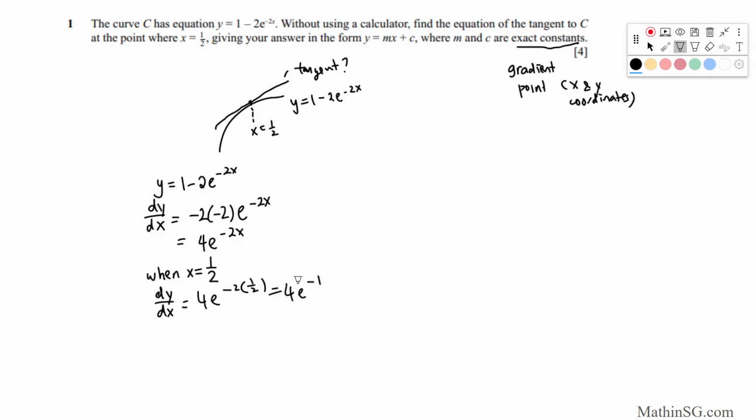Now that we have the gradient, the next thing we need is the x and y coordinates. We only know that x is half here. So what is the y value when x equals half? We need to sub it into the equation of this curve in order to find the y value. When x is half, y equals 1 minus 2e to the power of minus 2 times half, which equals 1 minus 2e to the power of minus 1. So I have the x and y coordinates as well as the gradient at x equals half. Now I can find the equation of the tangent.